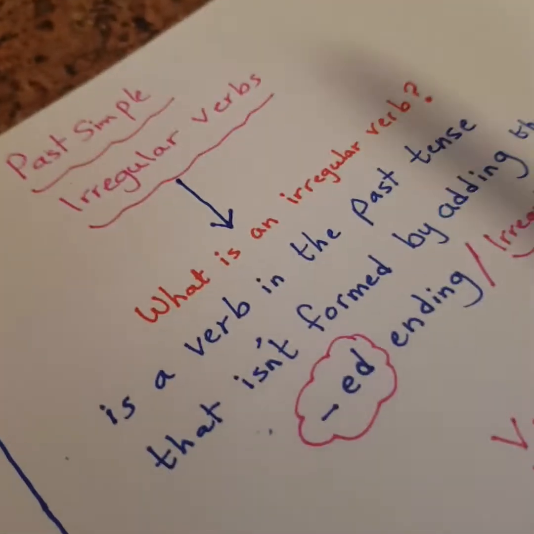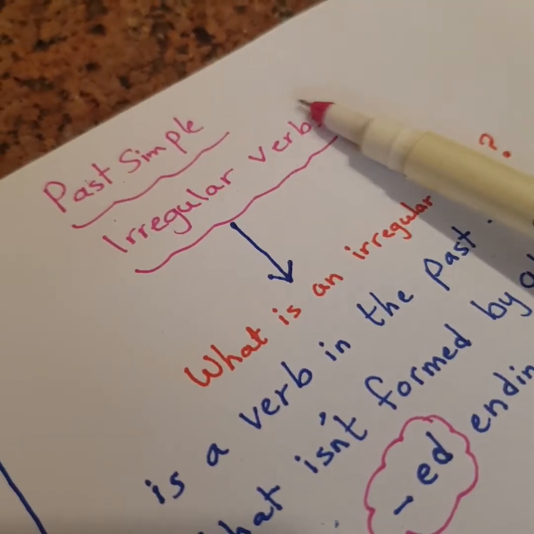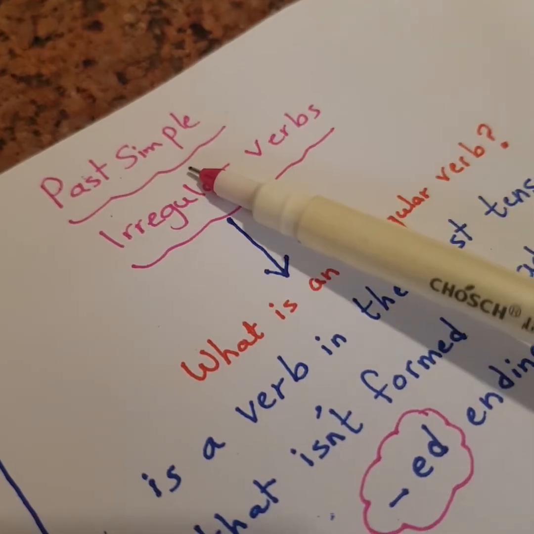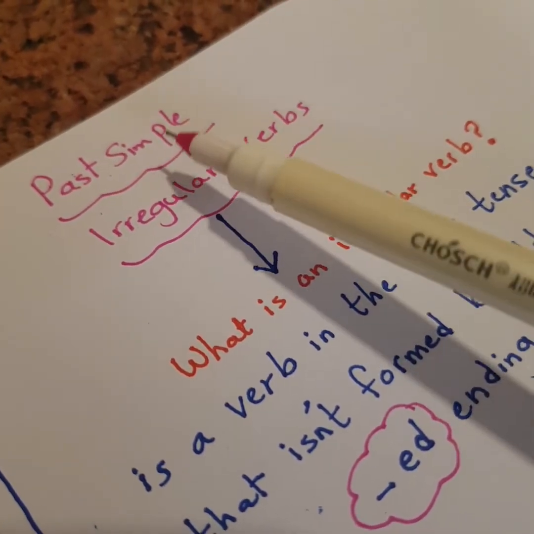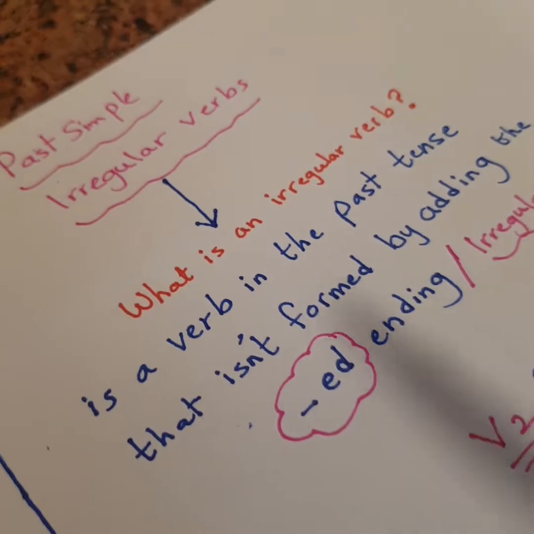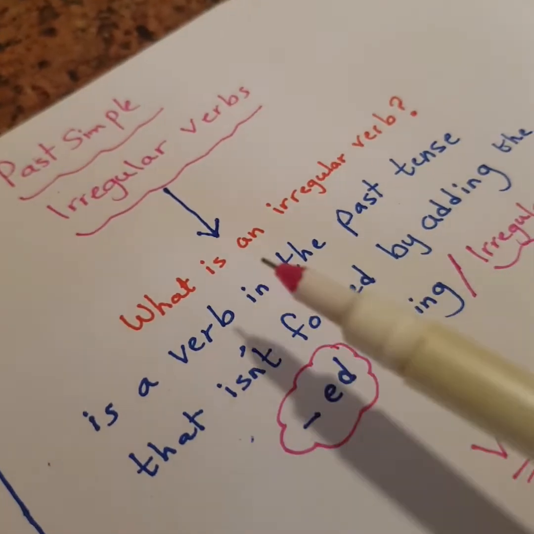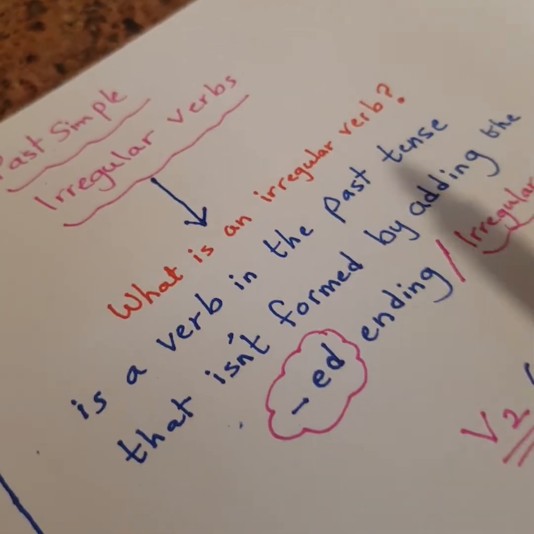Our lesson today is about the irregular verbs in the past simple. Okay, let's start the lesson by asking: what is an irregular verb?